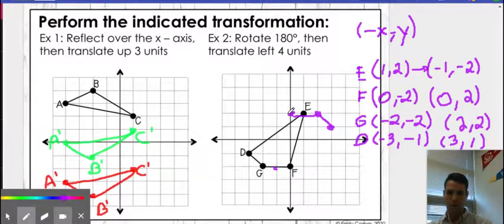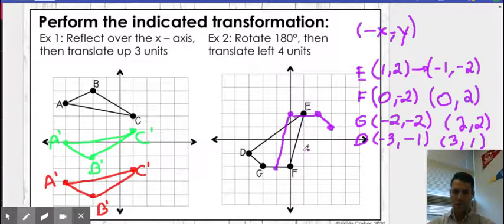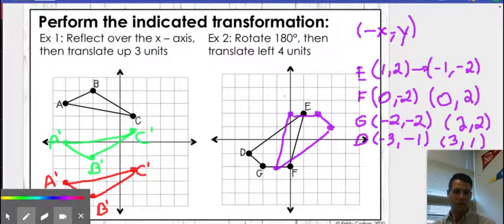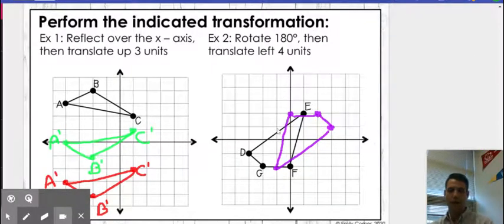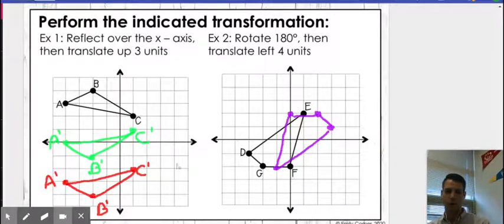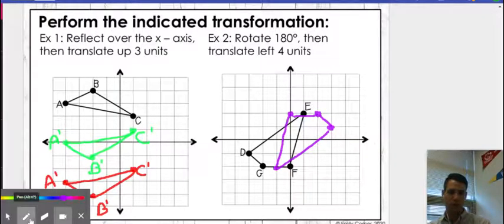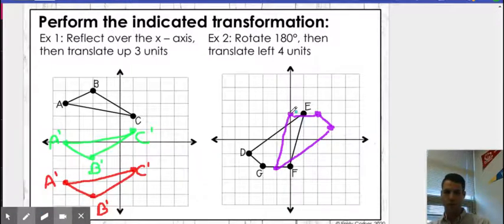So this one would connect like that, and then we can finish off our shape right there. We finish this off by translating left 4 units for our purple image. And we're going to be translating that left 4 units. So we'll just go around the shape and do this.